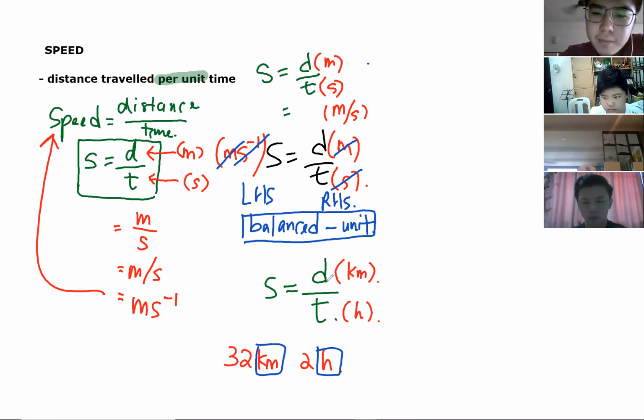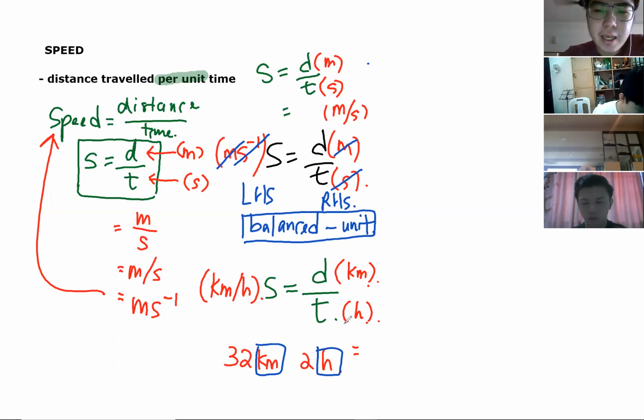So if you take distance divided by time, what do you get? Do you still get meter per second? No, you don't, because this is km and hour. So you get km per hour. You have to be careful with that, because many students make the mistake of seeing km and hour but still putting meter per second for the speed. It depends on the unit you put in the formula.